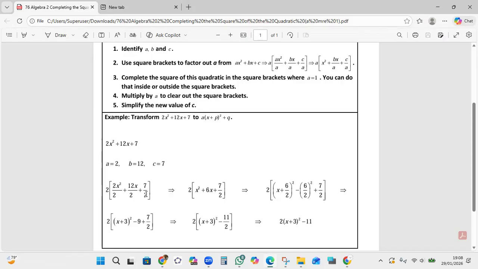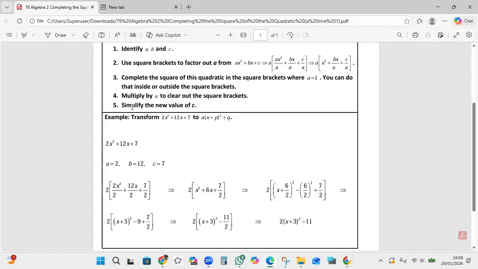Okay? And then you simplify. 2 divided by 2 is 1, and that's what you want to achieve. You want a 1 in front of x squared. So you have 2, that is the A, outside of the square bracket, and inside you have x squared plus 6x, because 12 divided by 2 is 6, plus 7 over 2. It remains as 7 over 2 because 7 is an odd number, so you leave it as an improper fraction.